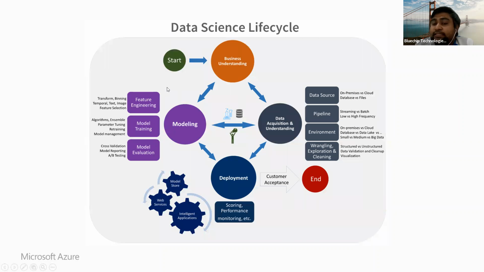You can see here in this graph, the data science life cycle. It starts with the business understanding. So what is the requirement you are going to fulfill? Let's say I want to predict tomorrow's weather, or I want to predict what the stock price is going to be. Likewise, you can identify the business case or the use case that you are going to solve.